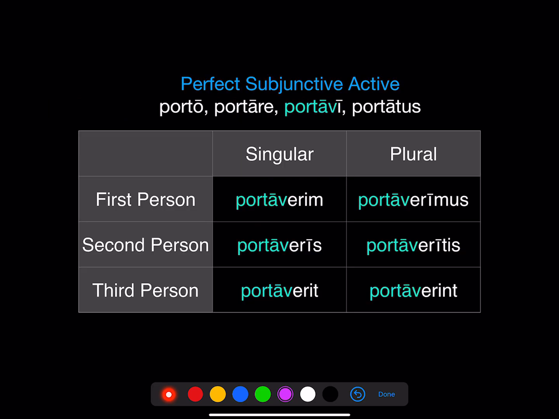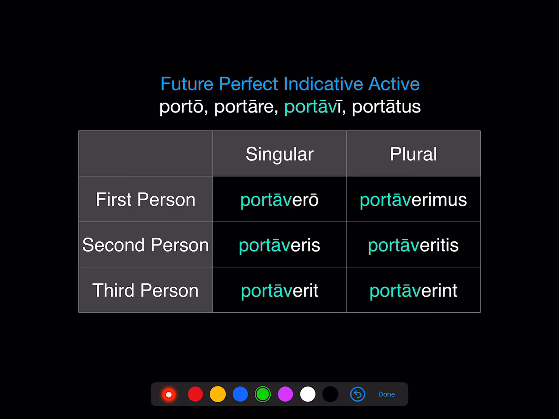And you add these endings: erim, eris, erit, erimus, eritis, erint. Note that long I. And the long I is shortened by final M, T, and NT. The result of this, of the shortening in particular, is that this third person singular and third person plural look just exactly like the future perfect indicative active.